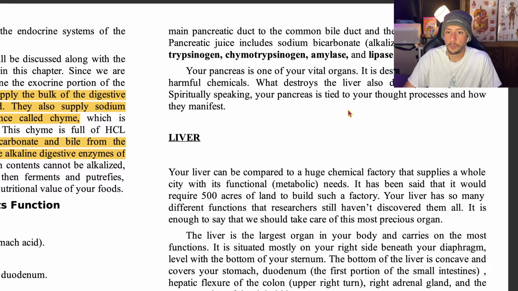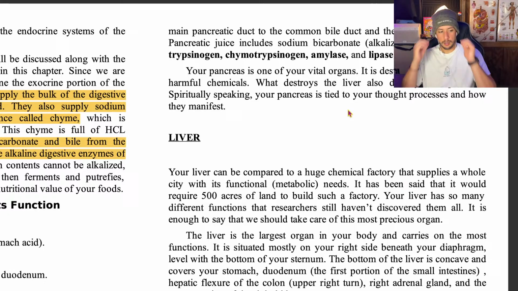Your pancreas is one of your vital organs. If it is destroyed by acidosis and harmful chemicals, what destroys the liver also destroys the pancreas. Spiritually speaking, your pancreas is tied to your thought processes and how they manifest. I mean, this is heavy. Your pancreas is the only way that you're able to properly digest things.